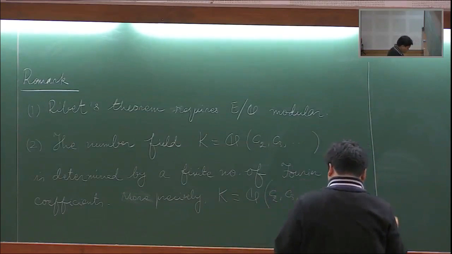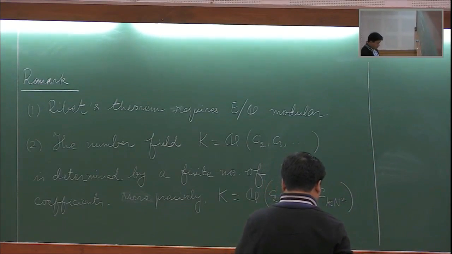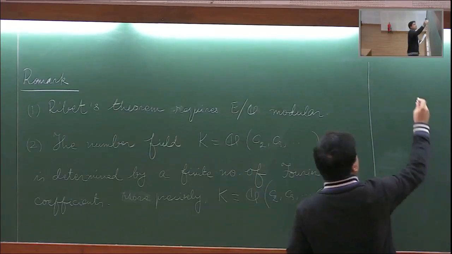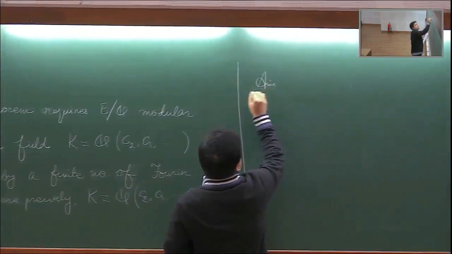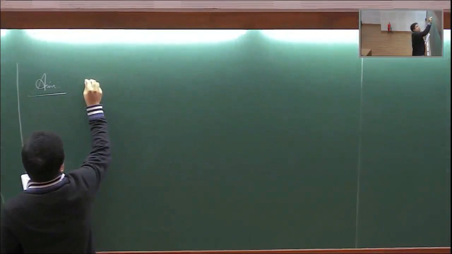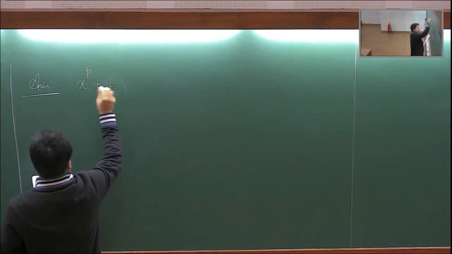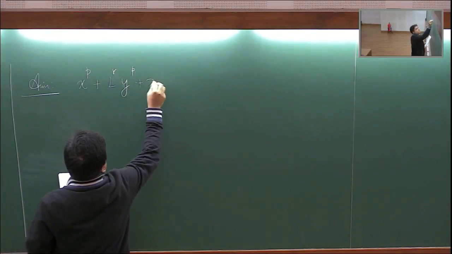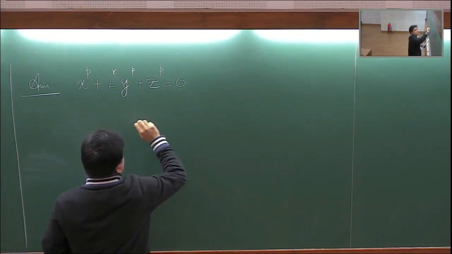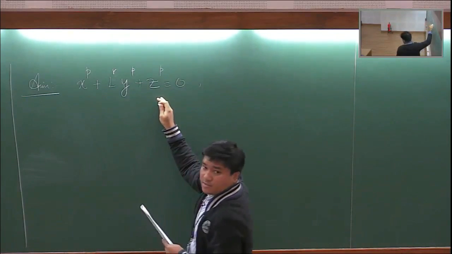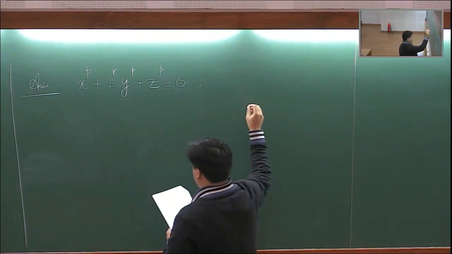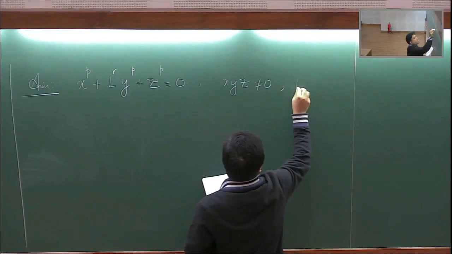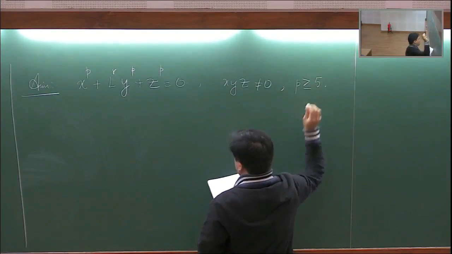Okay, so what else? Yeah. So now let's try to solve, so my aim is to solve this equation. x to the p plus L times L to the power r, y to the p plus z to the p equals 0, okay? So if x, y, and z are all 0, then I have a trivial solution, so let's condition x, y, z not equal to 0 and p bigger than or equal to 5, right?